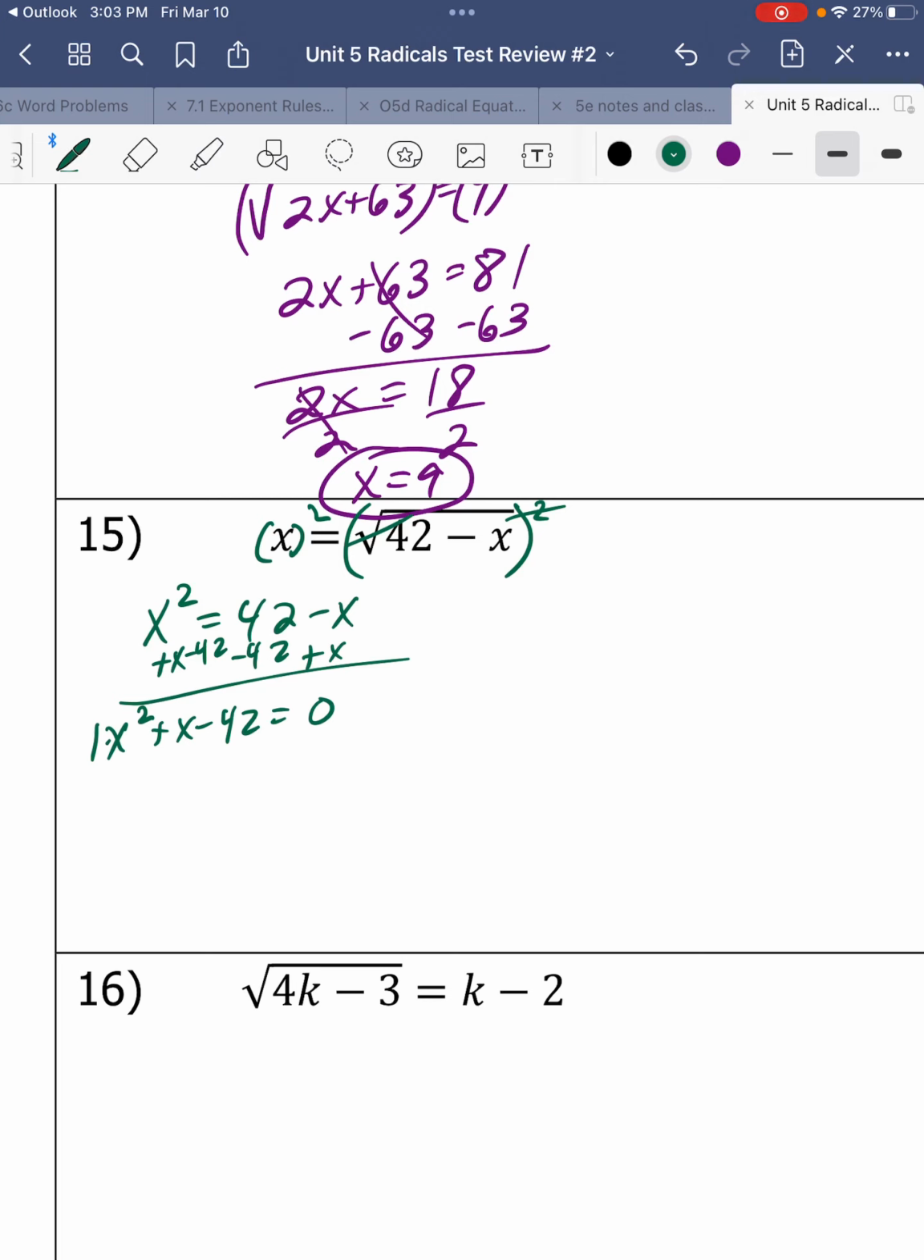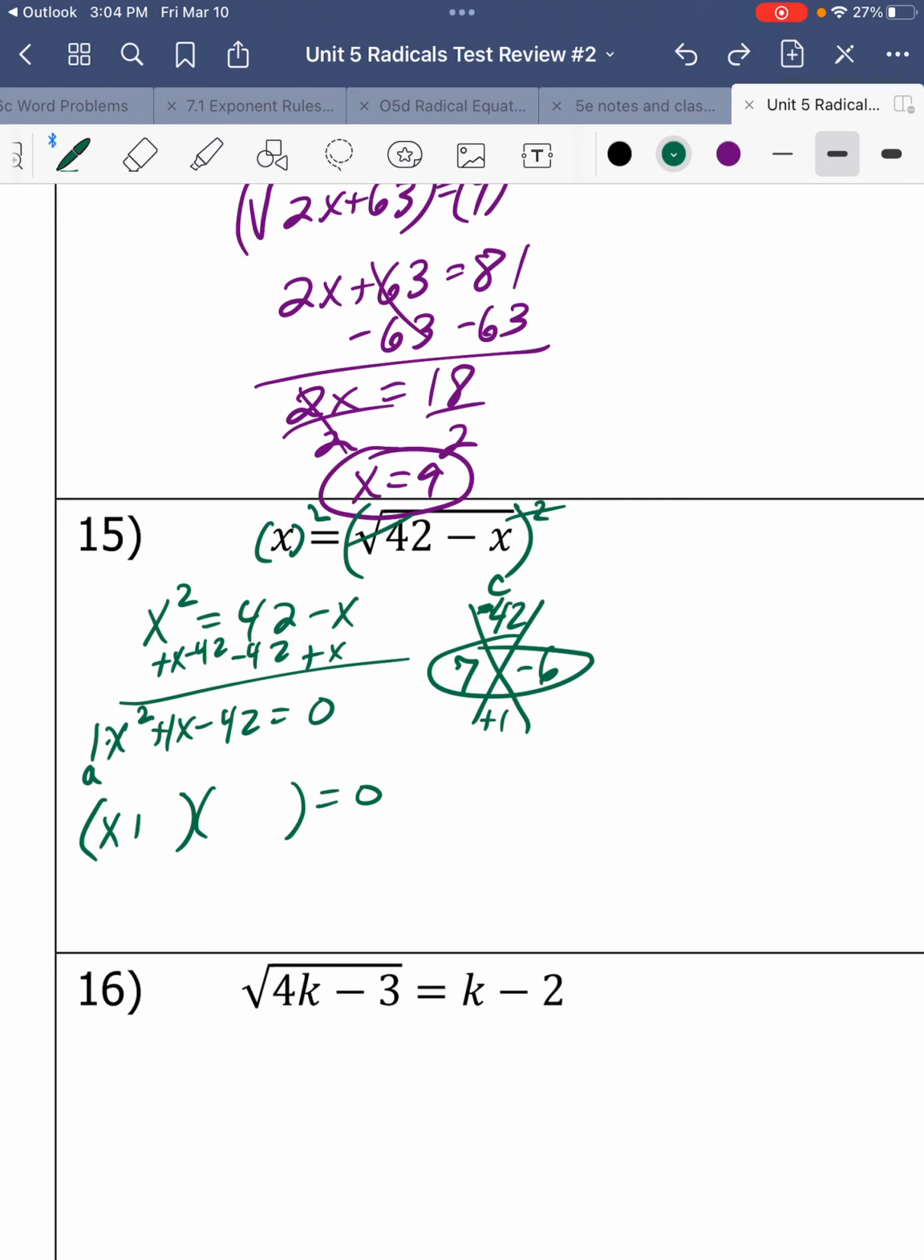So I always want to get my a term positive, because that's going to make it so much easier to factor. So for the factors here, since my a is 1, the shortcut is what two numbers multiply to c, so negative 42, that will add to b. So it multiplies to negative 42, that adds up to 1, and that's positive 7 and negative 6. Those are my two numbers I'm going to use when I factor.